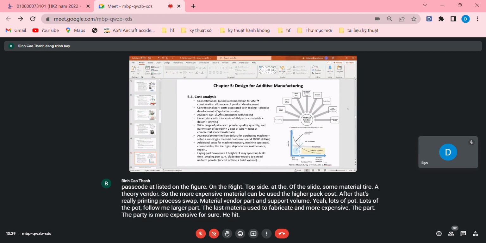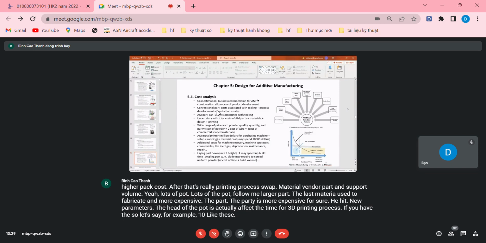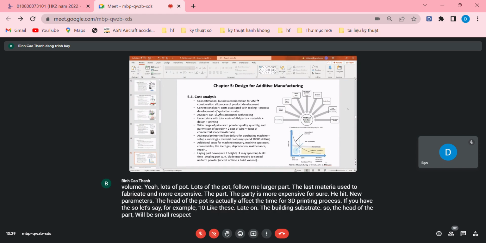The head view parameters. The height of the part actually affects the time for the 3D printing process. So let's say for example a pen like this: if you lay it on the building substrate, the height of the part will be small with respect to the building substrate, and the building time will be short.